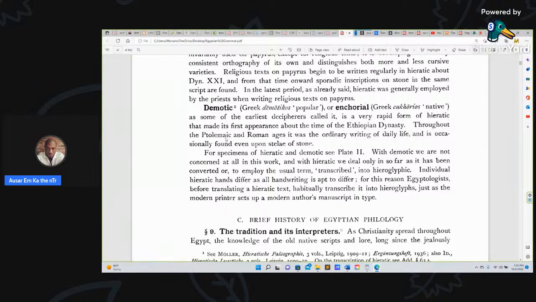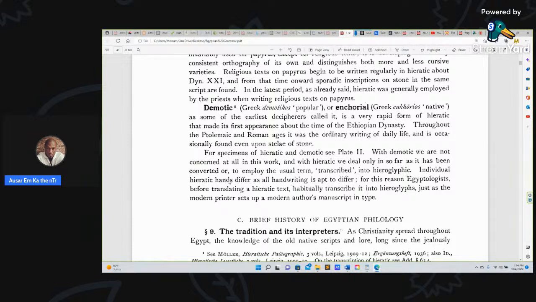Throughout the Ptolemaic and Roman ages, it was the ordinary writing of daily life, and it is occasionally found even upon stelae of stone. For specimens of hieratic and demotic, see Plate 2. With demotic, we are not concerned at all in this work, and with the hieratic, we deal only insofar as it has been converted, or to employ the usual term, transcribed, into hieroglyphic.